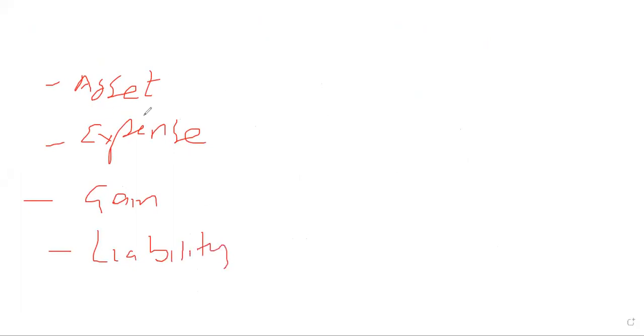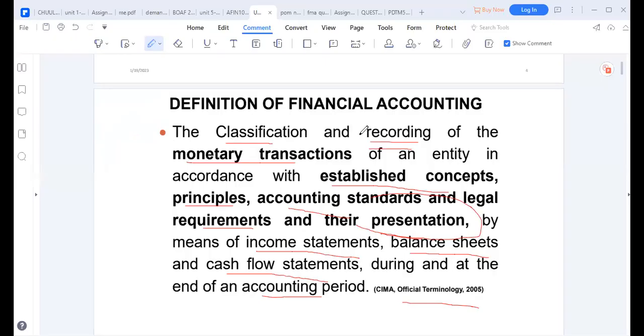An asset is simply what a business entity owns. A liability is what a business entity owes. Gains are revenues. Expenses are what we spend, except that expenses come in as a capital expenditure or revenue expenditure. We'll look at those in depth. So I'm trying to break down this definition of accounting.